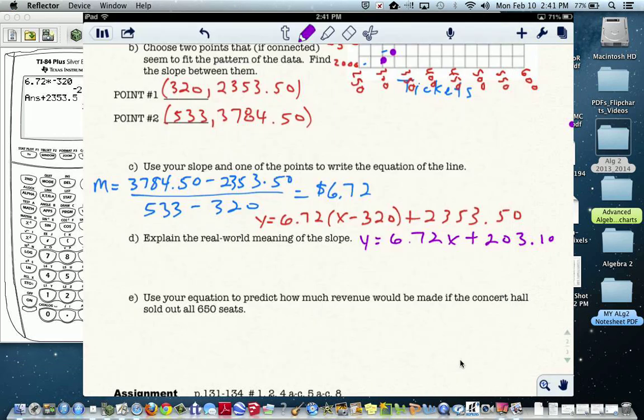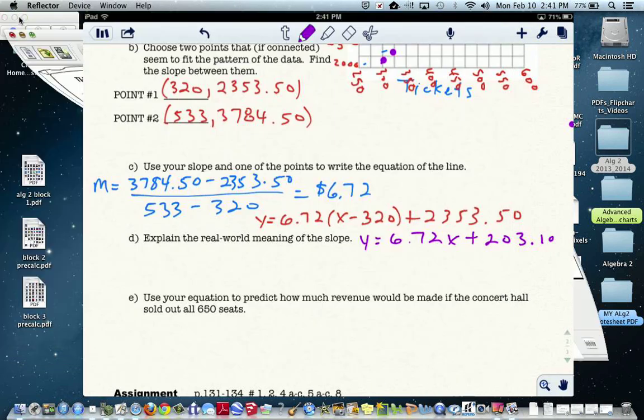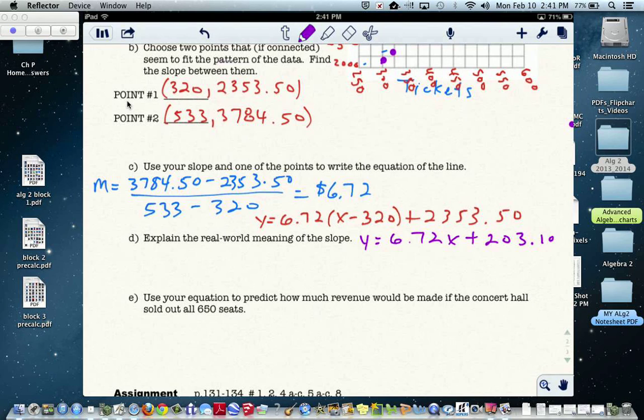So the next question they're asking you is, what is the real world meaning of the slope? And it's for every ticket sold, revenue increases $6.72.